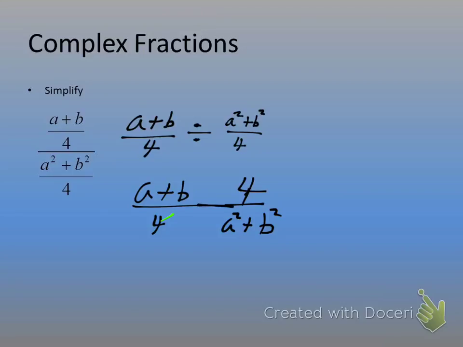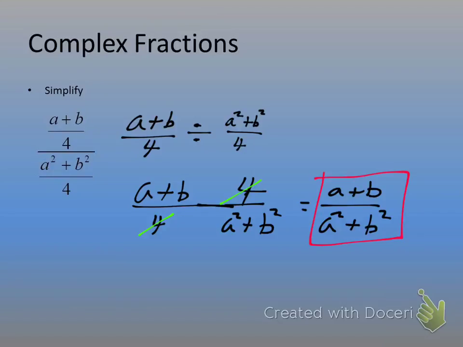You have 4's like that cancel out, leaving you with a plus b over a squared plus b squared. And a plus b over a squared plus b squared is your final answer.